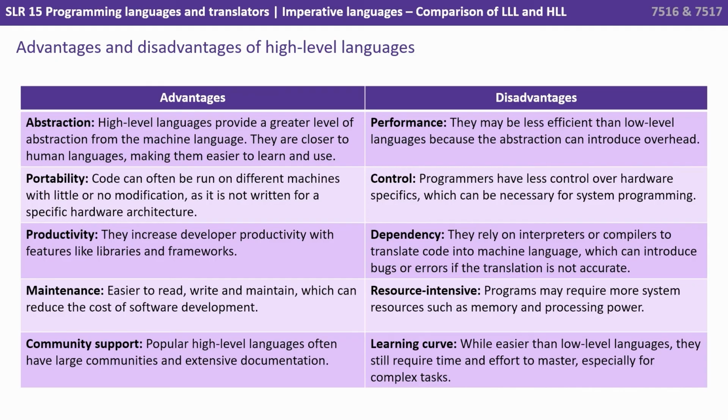However, they may be less efficient than low-level languages because the abstraction can introduce overheads. The programmers have less control over hardware specifics, which can be necessary for system programming. They rely on interpreters or on compilers to translate the source code into machine code, which can introduce bugs or errors if the translation is not accurate. The programs may require more system resources, such as memory and processing power, than lower-level programs. And while they're easier than lower-level languages, they still require some time and effort to master, especially for complex tasks.